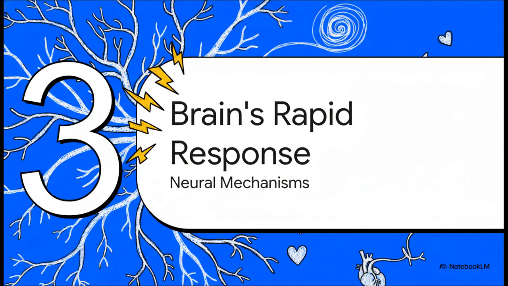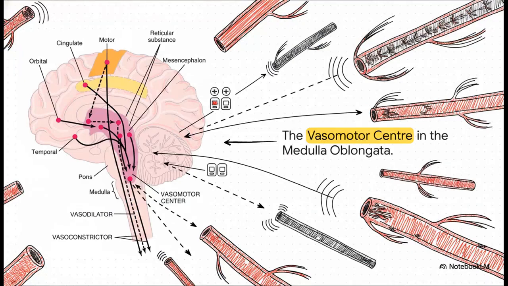Which brings us nicely to Section 3, the brain's rapid response and neural mechanisms. So the autonomic nervous system is heavily involved in achieving control of your blood pressure. And the ultimate control room for this entire operation is the cardiovascular and vasomotor centers, located right in the medulla oblongata of your brainstem. This center is basically your body's cardiovascular DJ. It's constantly sending baseline tonic signals down your spinal cord to control the vascular tone of your blood vessels. It has specific areas entirely dedicated to constricting vessels and completely separate areas dedicated to dilating them.